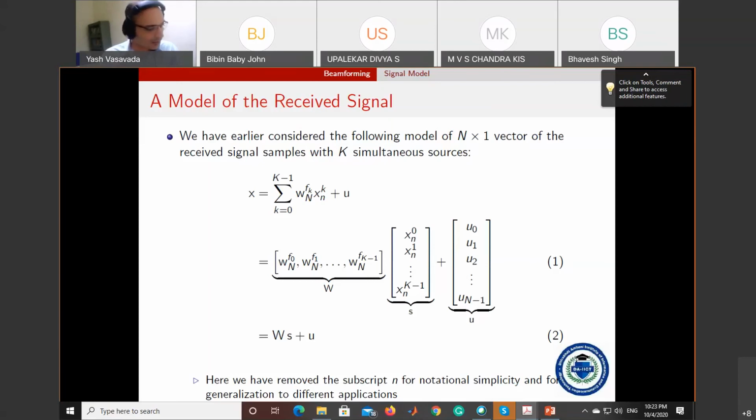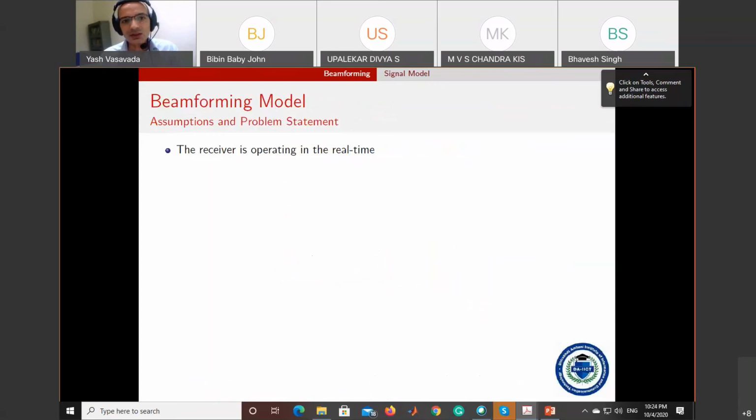Okay, fine. So I have about 5 minutes left, so let us move forward. Now with that model, we are saying what the receiver is going to do. Let us assume that the receiver is operating in real time, meaning it doesn't have any prior information, and a particular vector x is observed at the input to the receiver, and we are now focusing on what the receiver will do.